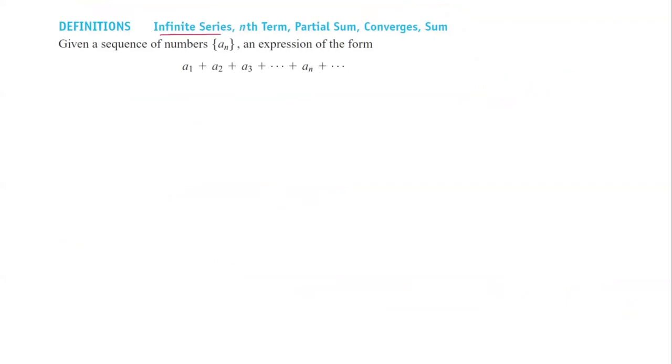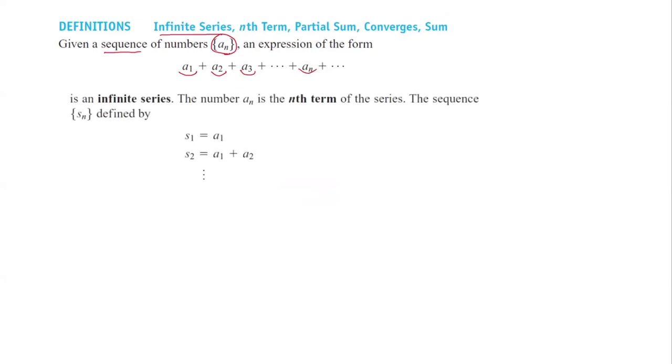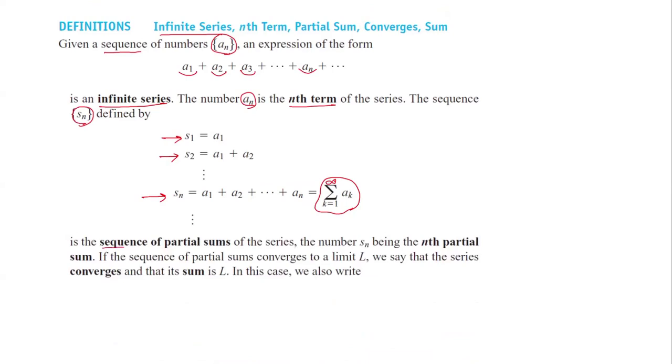Then we start talking about the infinite series, the nth term, the partial sum, and convergence and divergence of the sum. If you have just a sequence of numbers, then the expression of the form a sub 1 plus a sub 2 plus a sub 3 plus a sub n plus the rest of the terms is basically an infinite series. The number a sub n is the nth term of the series, and the sequence s sub n, which is defined as s1 is a1, s2 is a1 plus a2, s3 is a1 plus a2 plus a3, and finally s sub n, which is a1 plus a2 plus a3 plus a sub n, which is equal to the summation of a sub k, where k starts from 1, is called the sequence of partial sums.